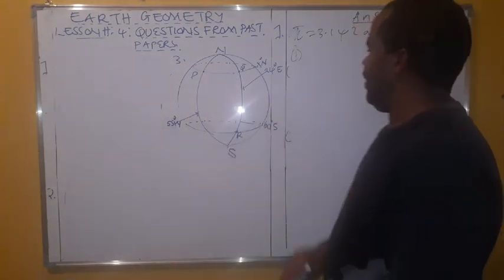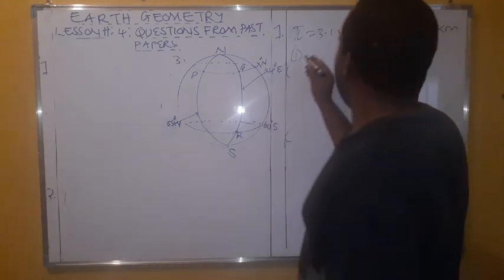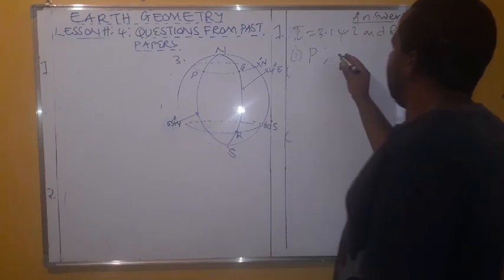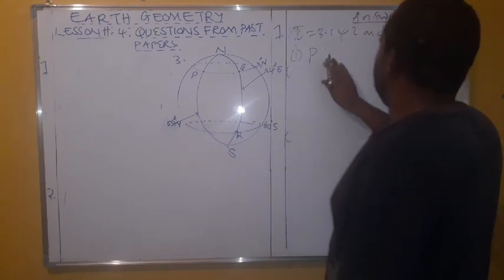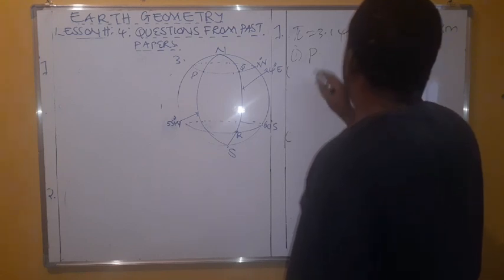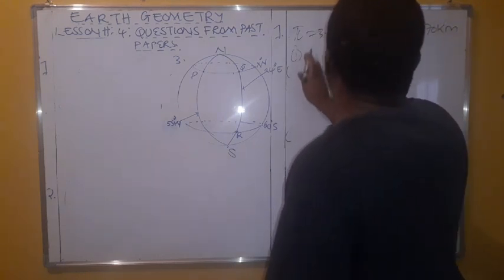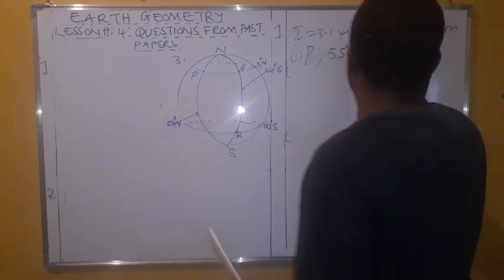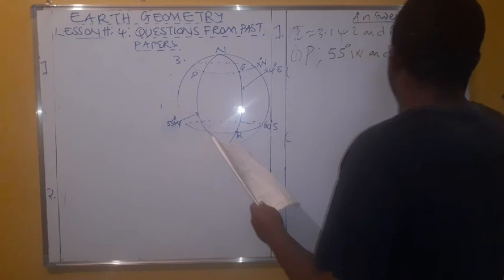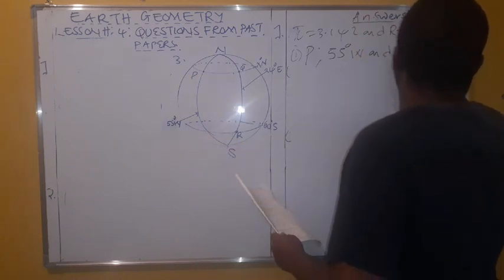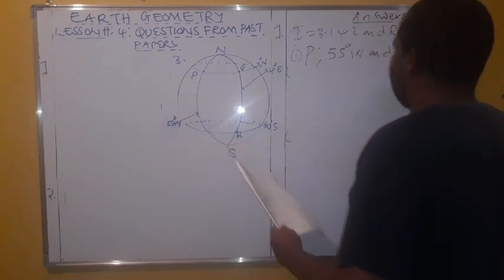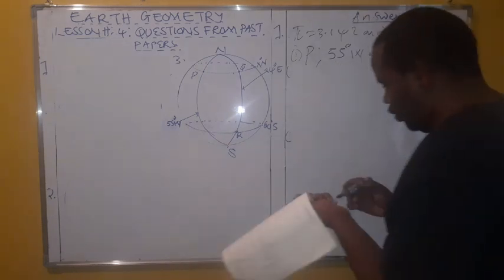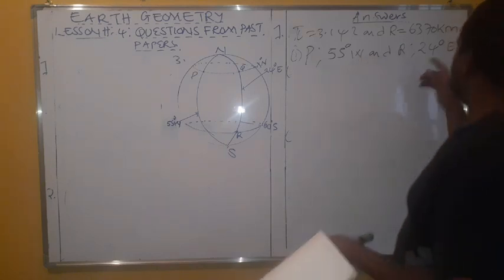P and R, alright? So when you look at the longitude for P alone, for P we are saying the longitude is 55 degrees west, and for R the longitude is 24 degrees east. So now to find the difference in longitude, you look at the positions. This is on the west and this is on the eastern part.